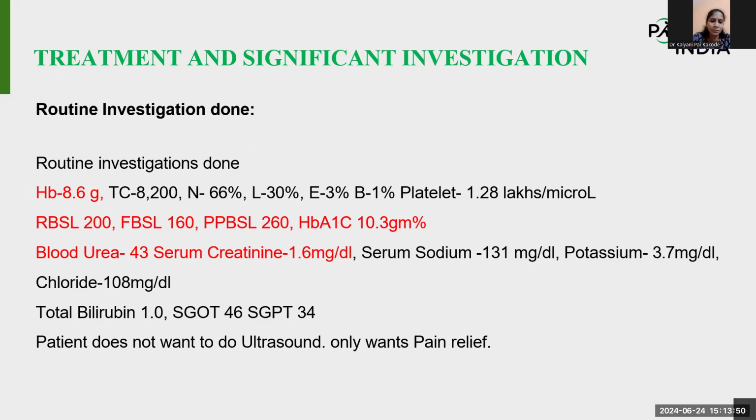Her renal function test was all deranged. That is, blood urea 43 and serum creatinine was 1.6. The patient did not want to do an ultrasound. She just wanted pain relief, nothing more.